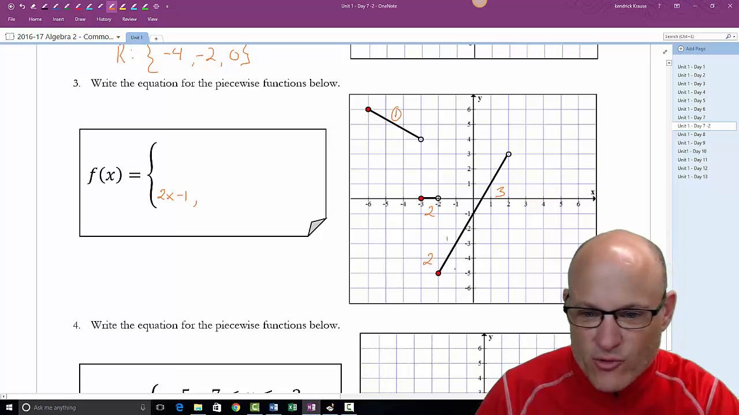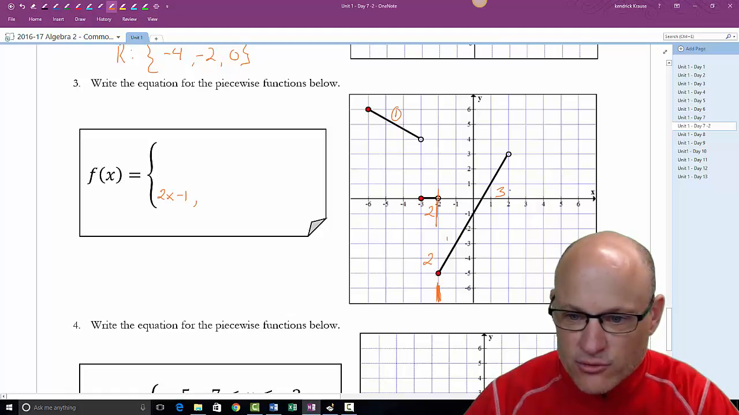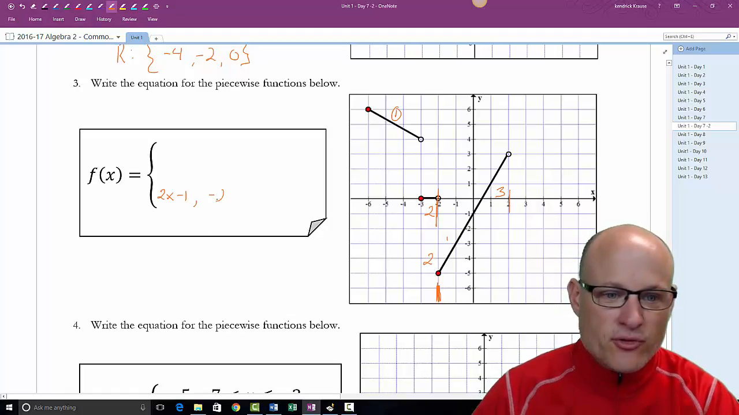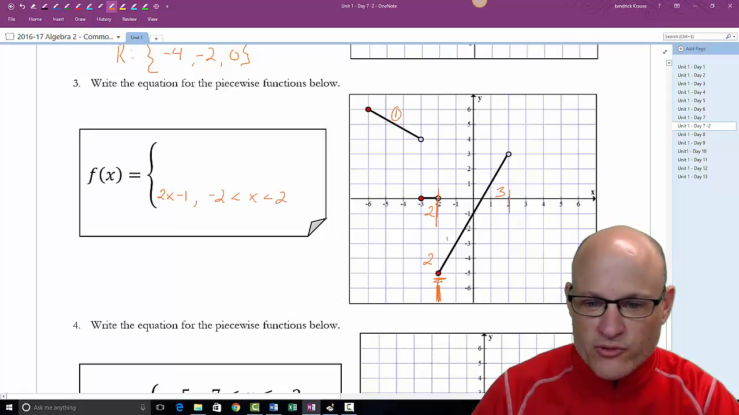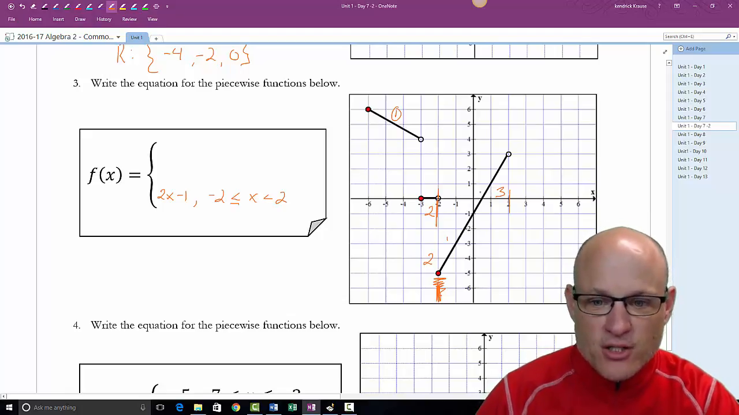But what are its values? Its values are from -2 to 2. So -2 less than x less than 2. And I have an open circle here, so I better put an equal sign. All right, that one wasn't bad. 2 is pretty easy too.